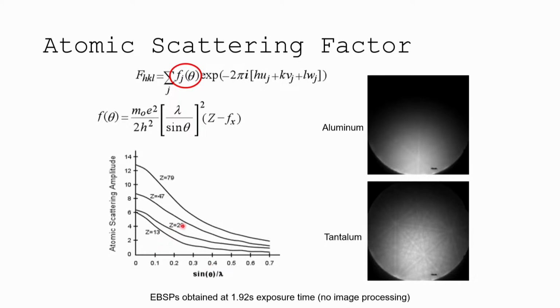It depends on the Z number. If you have a heavy element, you're going to get more scattering than if you have a light element. So these are raw patterns. This is aluminum; you don't get a real strong signal from aluminum. Tantalum, a heavier element, you get a stronger signal. Now, if we have something like aluminum or tantalum, FCC or BCC, and we calculate this, there are certain HKL for which this value goes to zero, which means we'll get no diffraction. So if the structure factor is zero, you're not going to get diffraction.